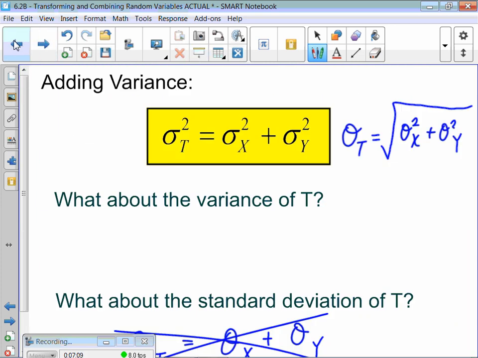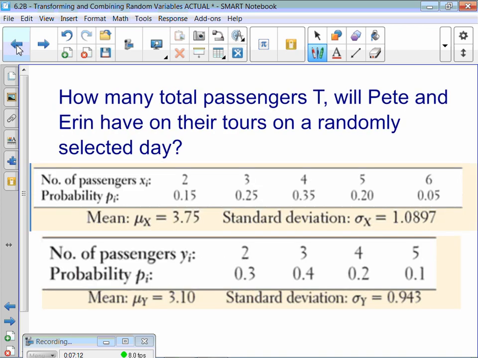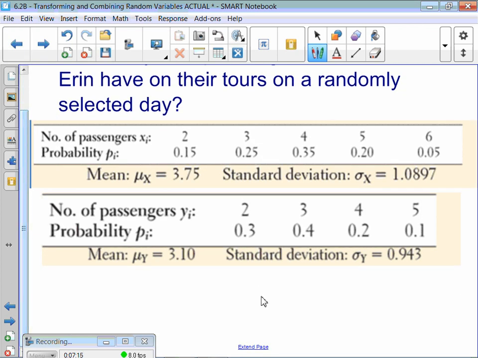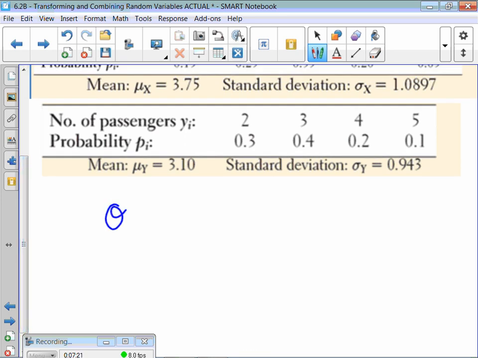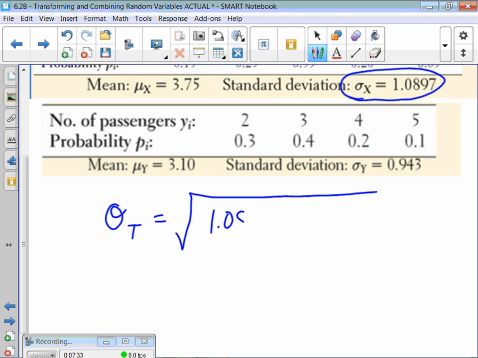Let's go back and actually calculate this on our problem here. If I want to find the standard deviation of the total, notice they gave us the standard deviation here. When you plug it into the formula, you are going to have to square it. 1.0897 squared plus the standard deviation of y, 0.943 squared. All right, so that's how we find the standard deviation.